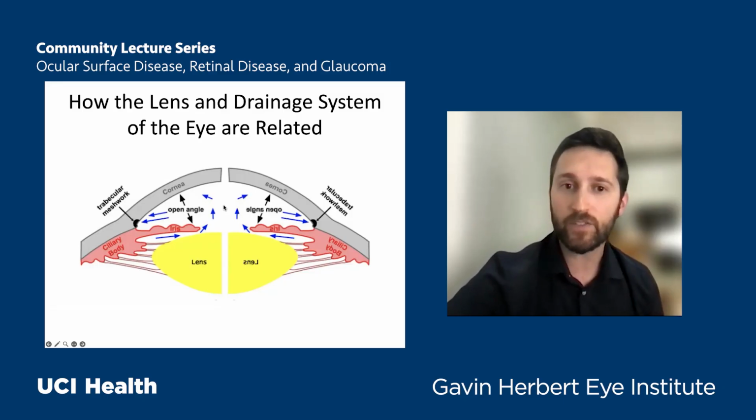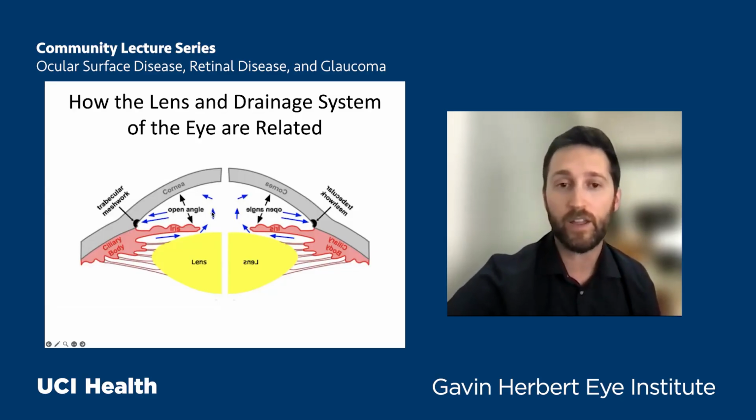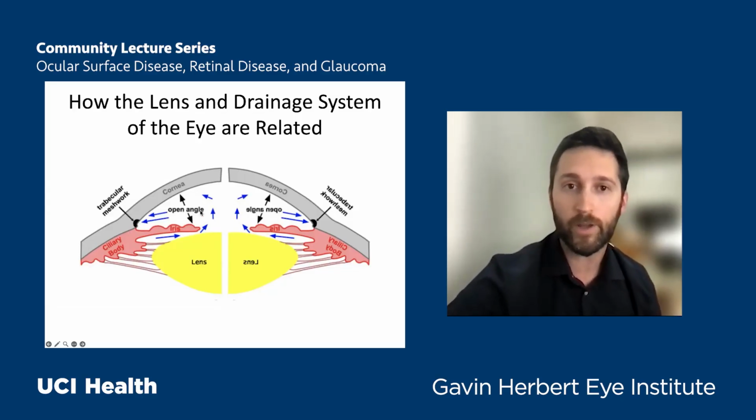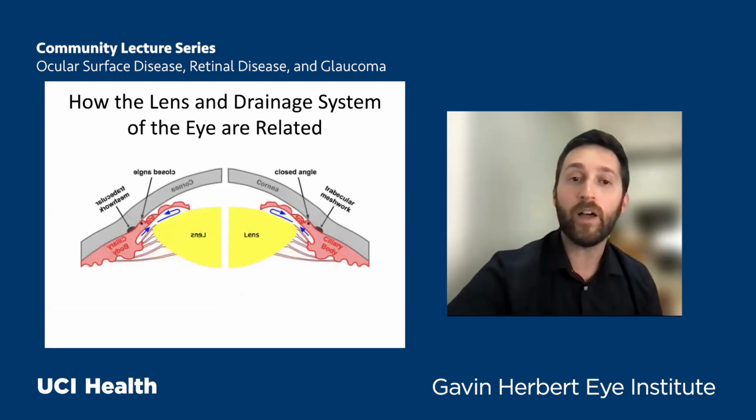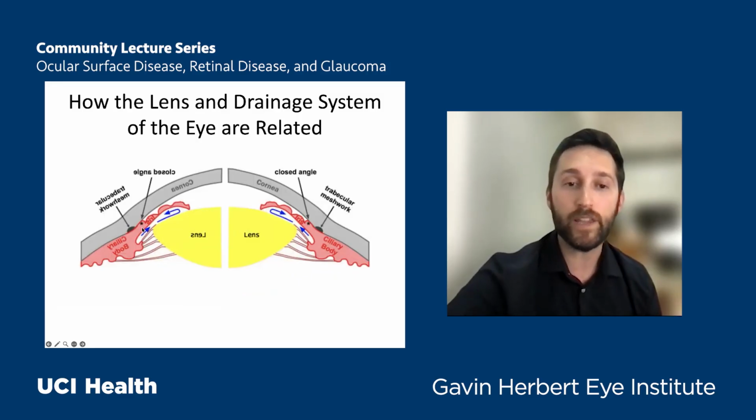And so during cataract surgery, if you have glaucoma, it makes sense to just reach over here into the angle and maybe perform an additional procedure, which we'll cover later, in order to help treat the glaucoma. Another way cataract surgery affects the glaucoma is the lens itself in relation to the drainage system.